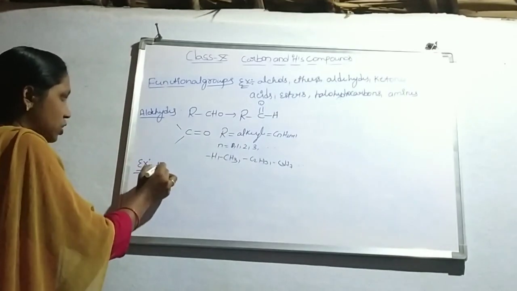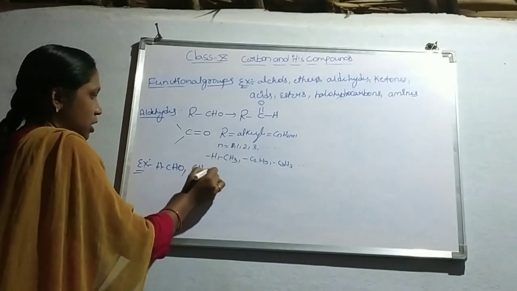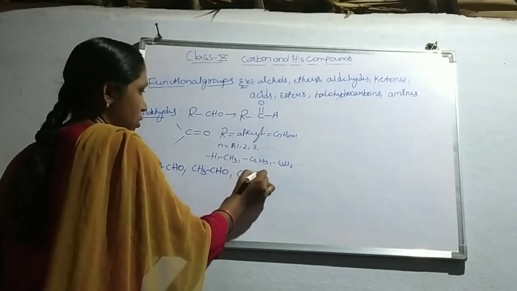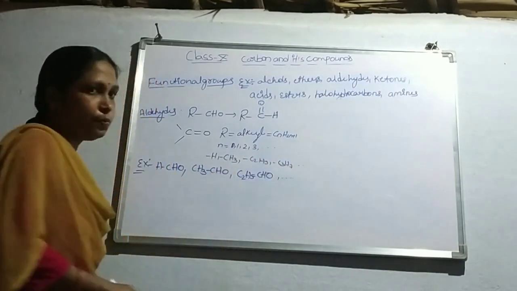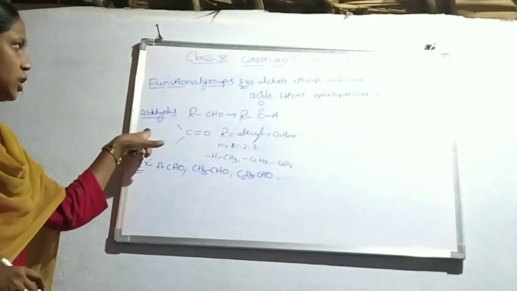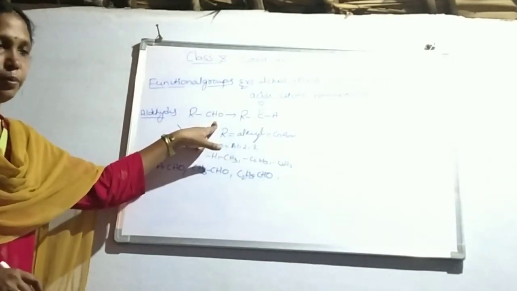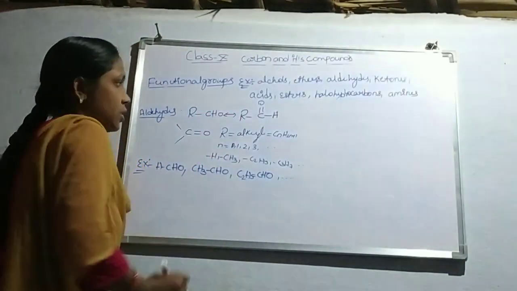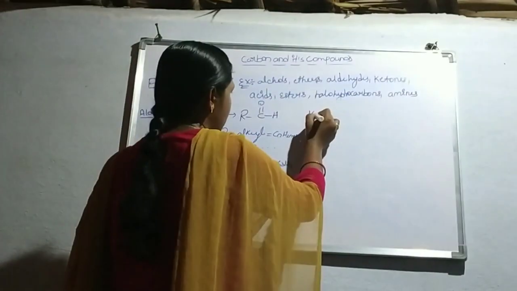Examples: HCHO, CH3CHO, C2H5CHO. These are the examples for the aldehydes. Okay. Aldehyde has the functional group CHO. RCHO is the general formula. And next we will see another functional group, that is a ketone.